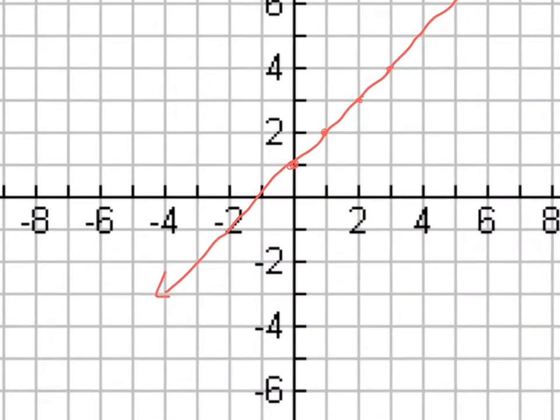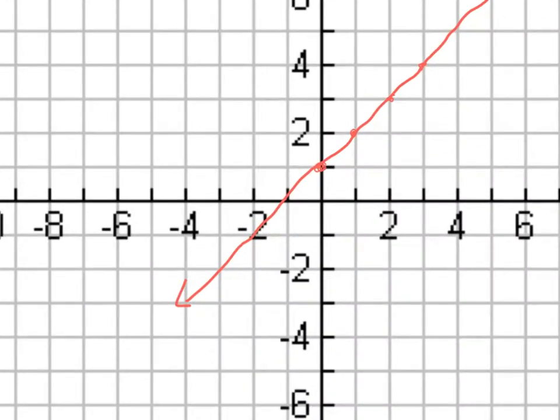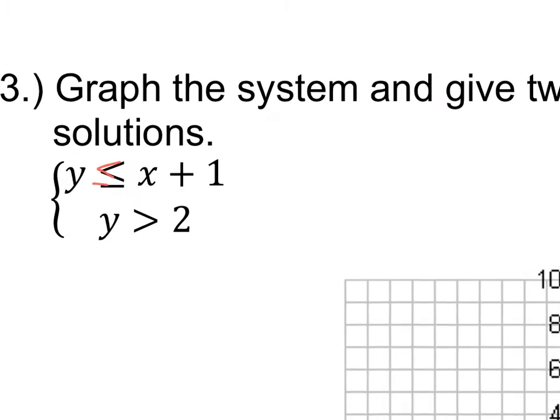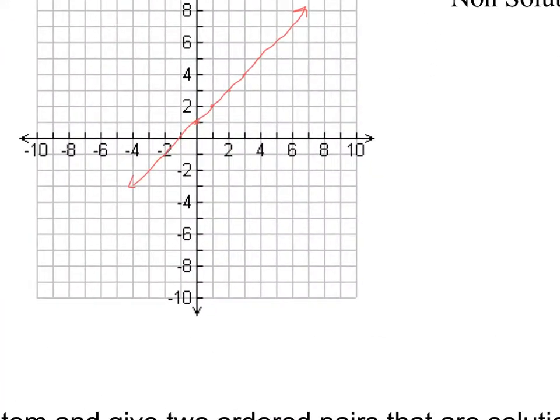So remember what we do when we take a test point here. We want to see if it works. So I'll plug in the origin here, okay? And I'll see if it yields a solution. So let me go ahead and plug in 0, 0 for this first one. So 0 is less than or equal to 0 plus 1. 0 is less than or equal to 1. That's true. Therefore, this side down here is a solution.